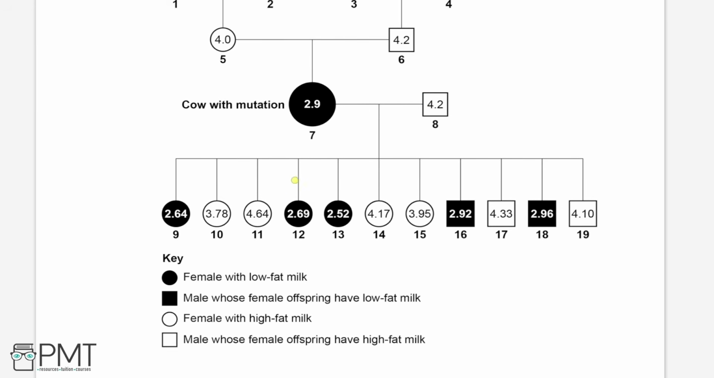Let's have a look at the key to this diagram. Black circles are females with low-fat milk. Black squares are males whose female offspring have low-fat milk. White circles are females with high-fat milk. And finally, white squares are males whose female offspring have high-fat milk.